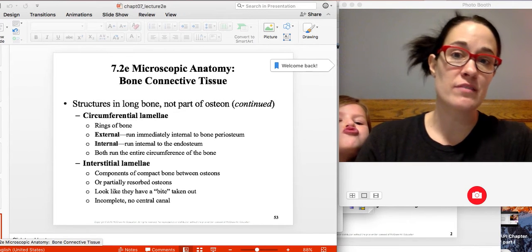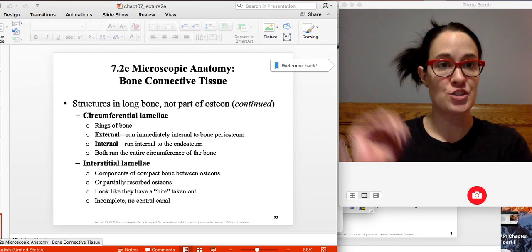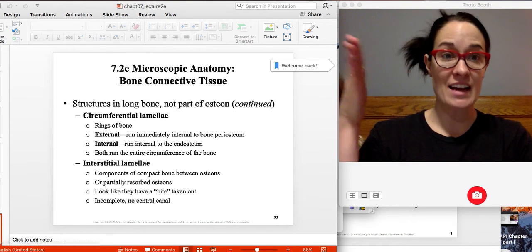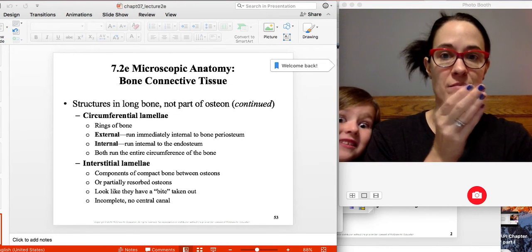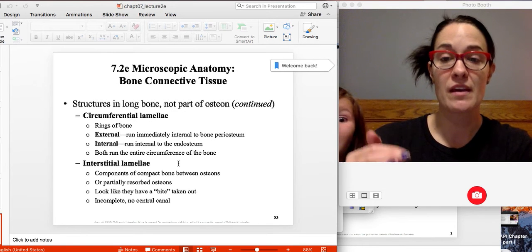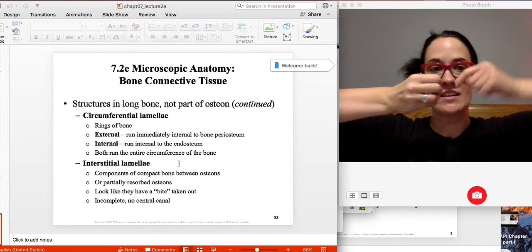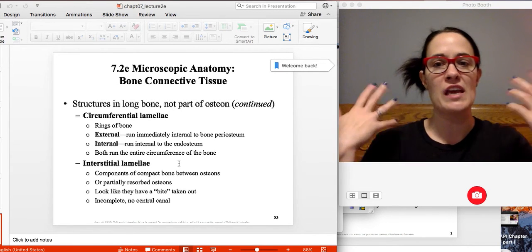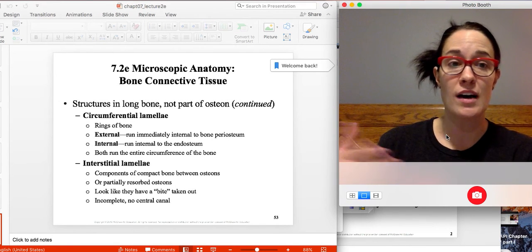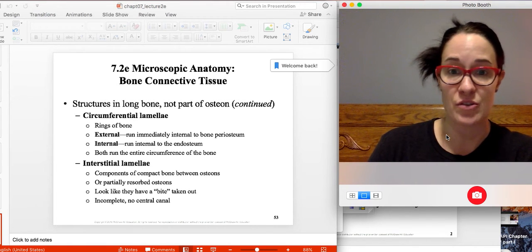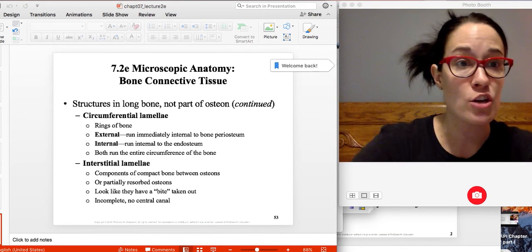We also have different types of lamellae. We have this concentric. We have circumferential. Fun word. On the exterior of the bone by the periosteum, and on the inside of the bone by the endosteum. The external and the internal. And then between every osteon, you have extra little lacuna called the interstitial. These are the leftover parts of the osteons that maybe have been degraded by the osteocytes. They've been partially reabsorbed, and their components have been used.